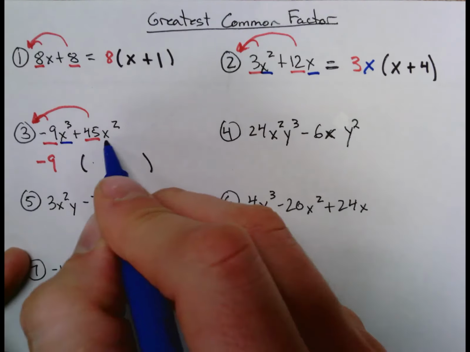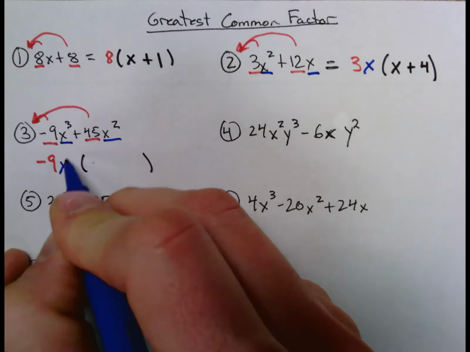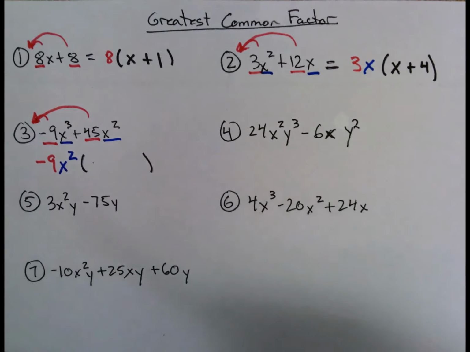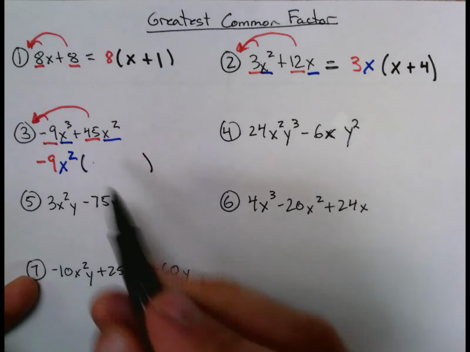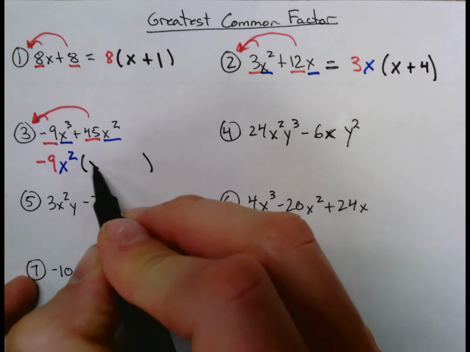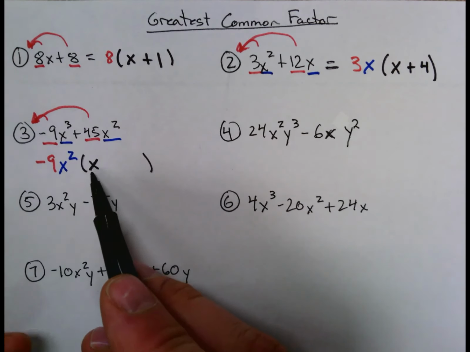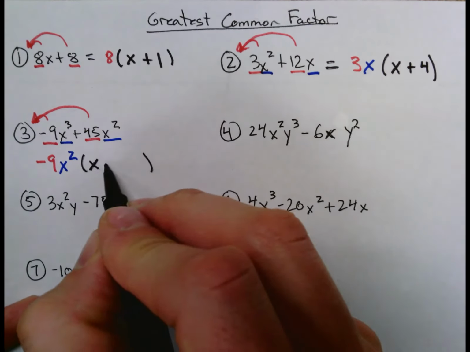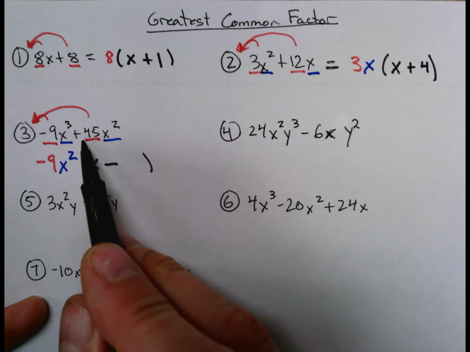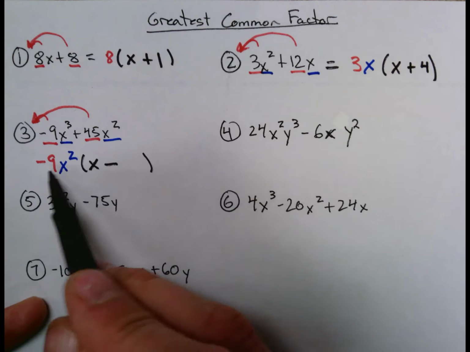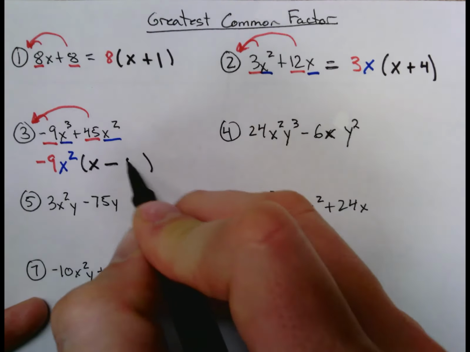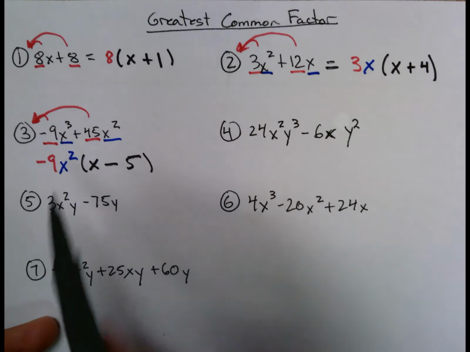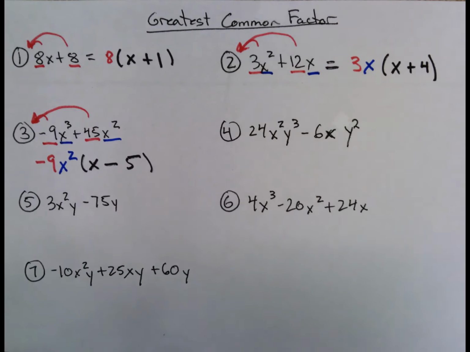With the x cubed and the x squared, I can pull an x squared out of that. And now that I pulled a negative 9 out, then you're going to have just a positive x. And we like to have that first term inside the parentheses be positive, if possible. And so now we would have a negative that is left after we pulled out a negative 9, and it's a negative 5 inside. So negative 9x squared is your greatest common factor.